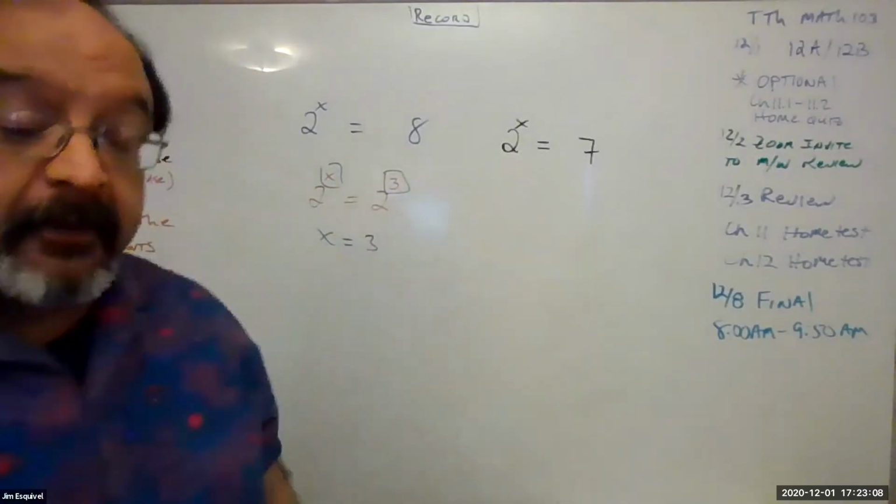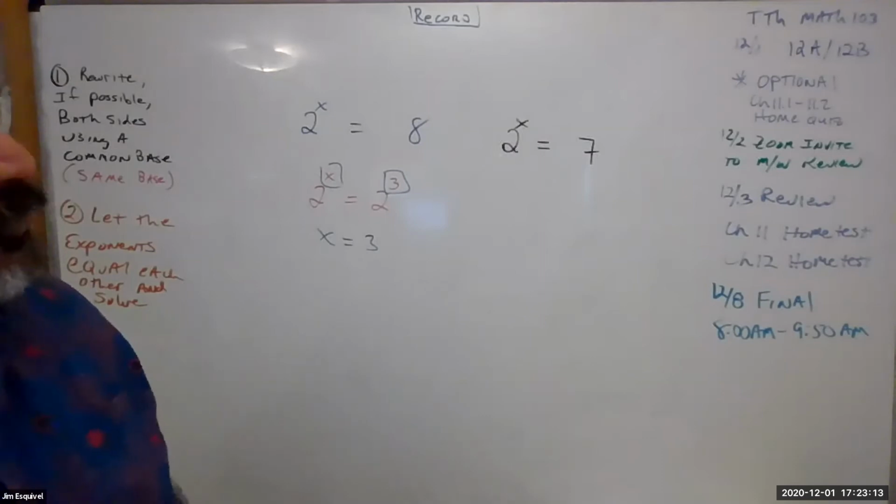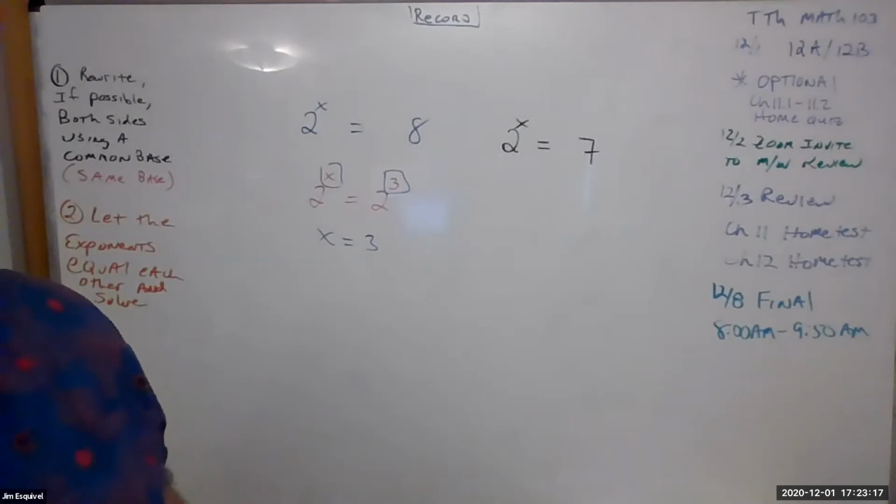2 is a prime number. That's as low as it's going to go. 7's a prime number. There is no way I can write 2 or 7 as an exact power of the other. So there has to be some other way to do that kind of a question.